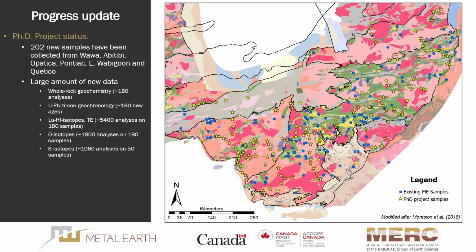So over to my project. I'm working, as I said in the intro, in the southeastern Superior. So far I've collected 202 new samples, mainly from Wawa and Abitibi, but there are also some samples from Opatica, Pontiac, the Eastern Wabigoon, and the Quetico. As you can see from the numbers presented on the slide, it's a large amount of new data. The figure to the right is a geological map showing the sample points. The blue ones are the existing ones, which means the samples that David Mole used for his study, and the yellow stars are the samples that I have collected.